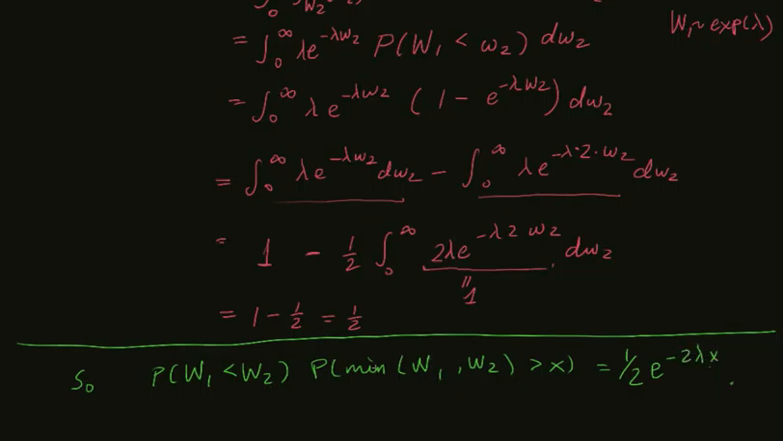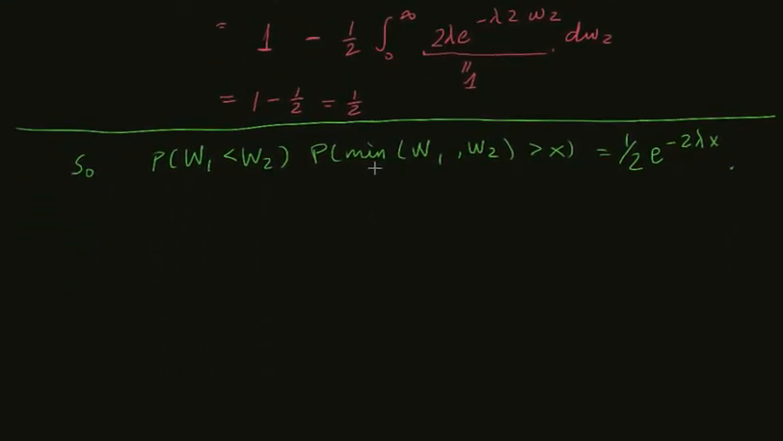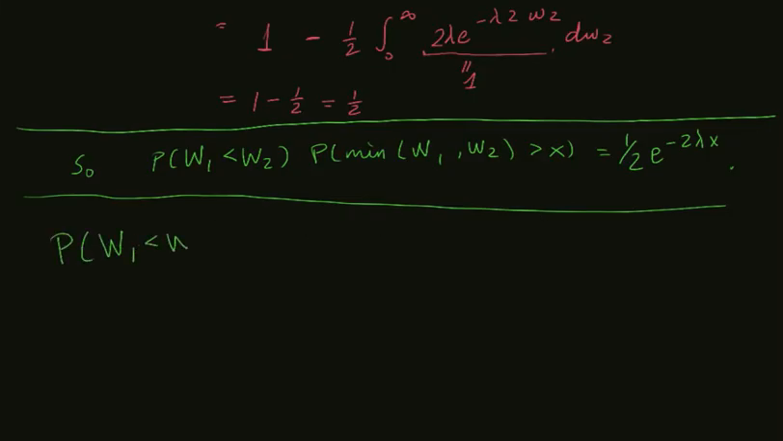So the thing is, now we're kind of hoping that when we evaluate the probability of the intersection of the events, so the probability that W1 is smaller than W2 and the minimum of the two is greater than x, we get the same expression. And if we have the same expression, then we will be done. So let us try and see what we get here.